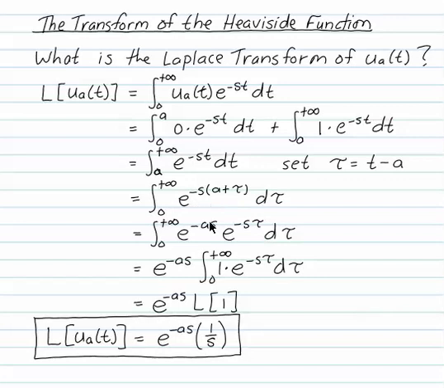I can split that exponential into two pieces, the e to the minus as and the e to the minus s tau. The e to the minus as is constant with respect to tau, so I can pull that outside of the integral and realize that what's left is the Laplace transform of 1, the integral from 0 to infinity of 1 times e to the minus s tau d tau. That I named the variable tau instead of t doesn't change the fact that this is the definition of the Laplace transform of 1. And the Laplace transform of 1 is 1 over s. So now the Laplace transform of the Heaviside function at a is e to the minus as times 1 over s.